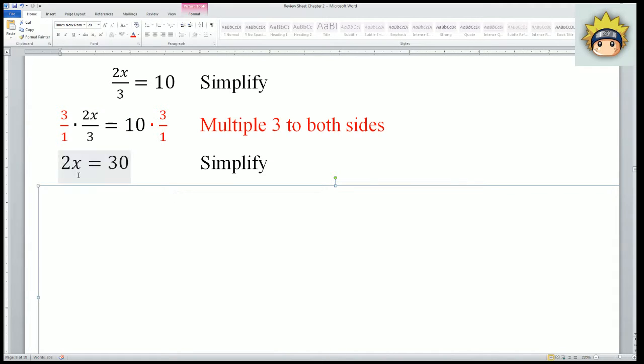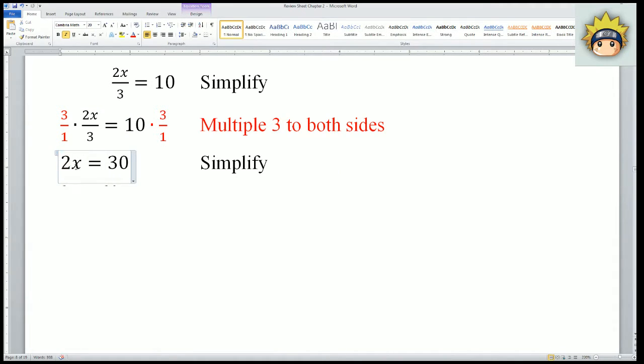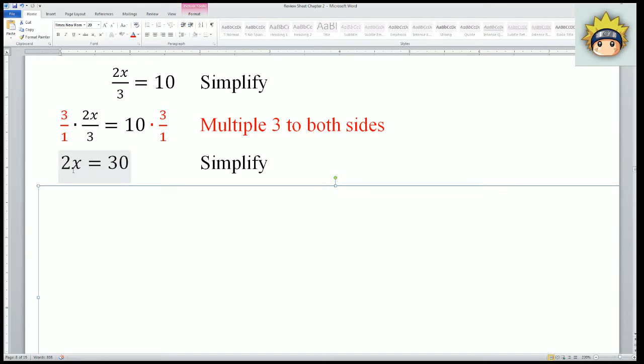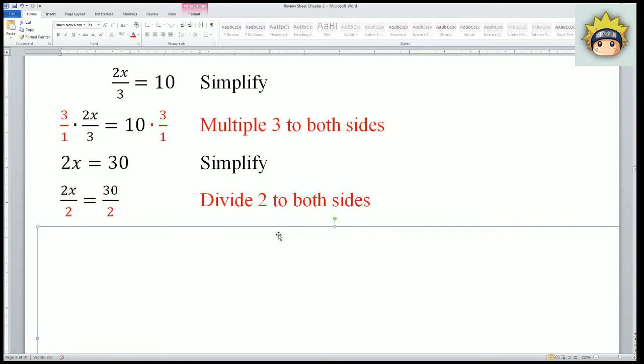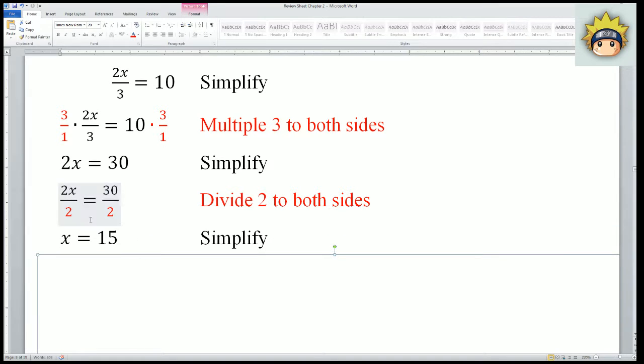X is not alone yet. There is this 2 that is still attached to this x by multiplication. You could read this as 2 times x equals 30. How do you get rid of this 2? The inverse of multiplication is division, so we have to divide by 2 to both sides. Once we divide by 2 to both sides, on my left-hand side, 2 over 2 becomes 1, so I'm just left with an x. On my right-hand side, 30 divided by 2 becomes 15. So that is my final answer.